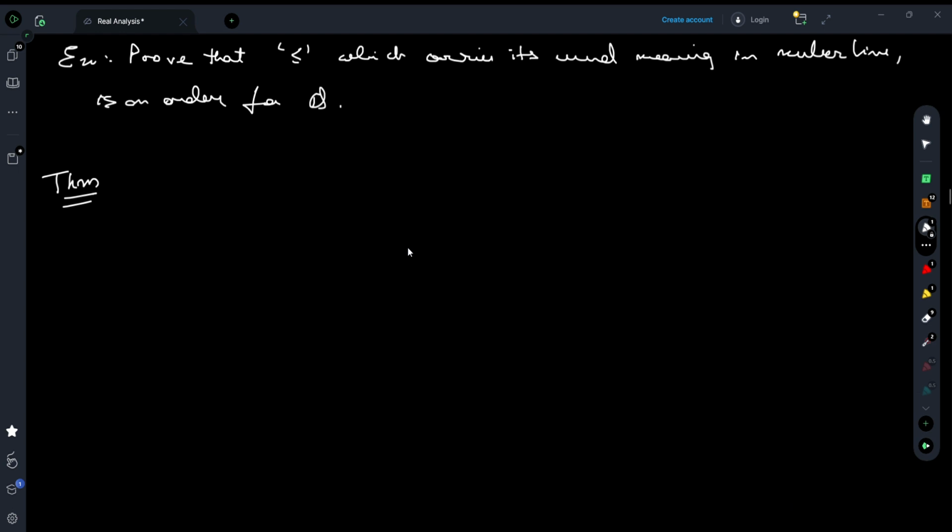Now we have a theorem here to discuss, which will be the last theorem of today's lecture. In the next lecture, we will be starting with our concept of fields, and then we will be understanding the essence of the real numbers.